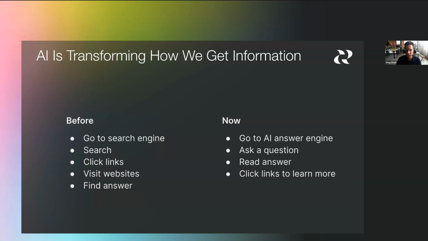With AI tools, we can go to an AI answer engine, we can ask a question, read the answer, get essentially a direct answer to our question, and then optionally click some links to learn more. But this is a very different paradigm, probably better overall for users. And so what we're going to talk about today is how we might optimize for this new paradigm of AI search or answer engines.